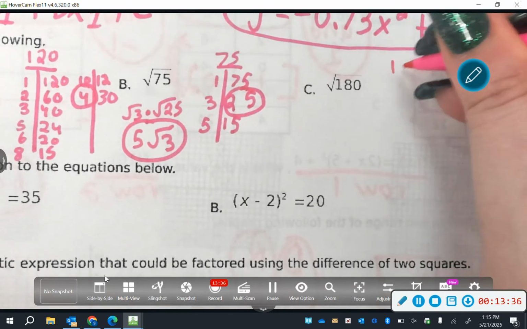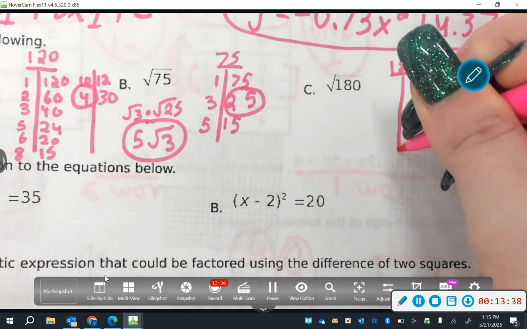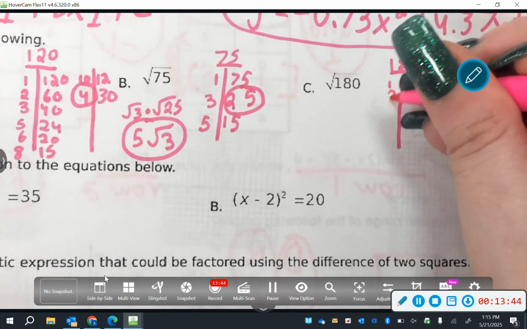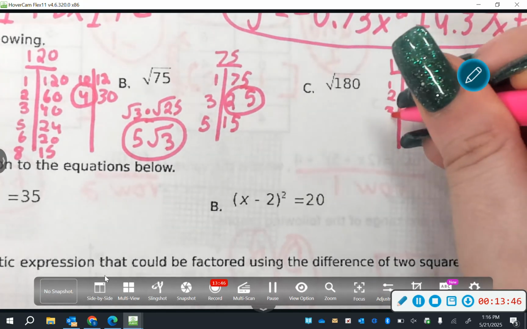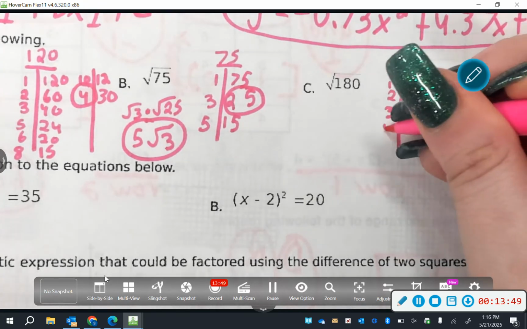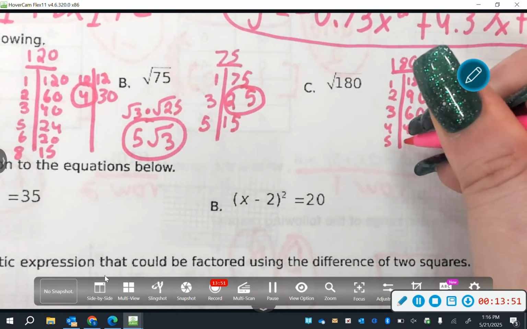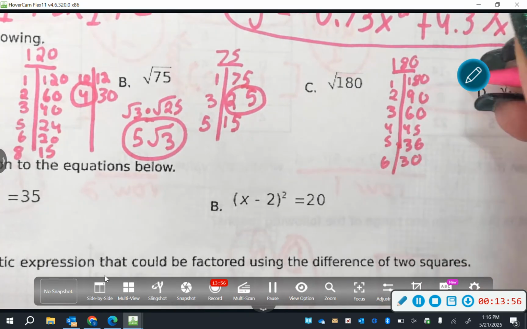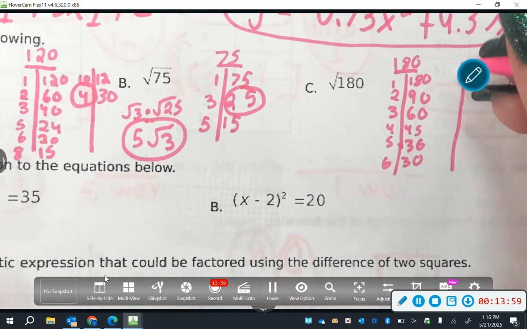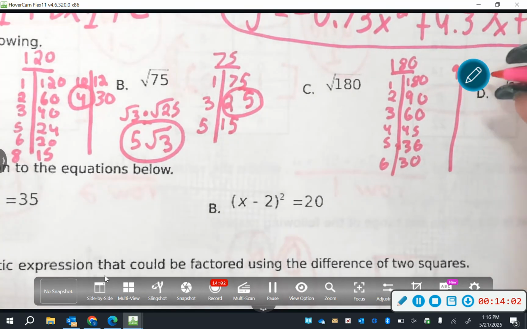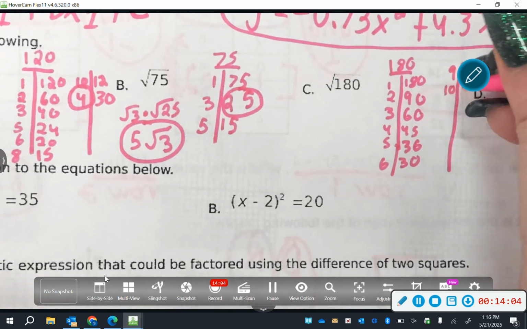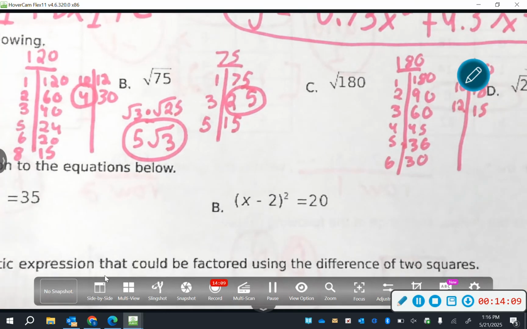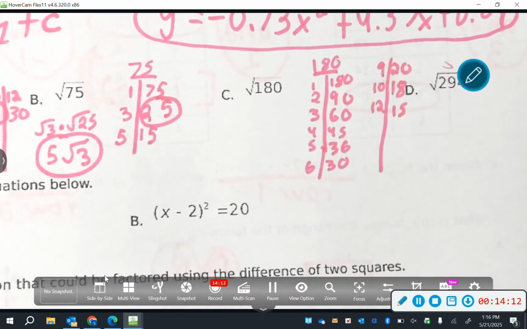All right, I'm going to make my list for 180. This one's quite a bit longer. 180, 2 and 90, 3 and 60, 4 and 45, 5 and 36, 6 and 30. Let me see what else. 9 and 20, 10 and 18, 12 and 15 are all things that multiply together to get 180.